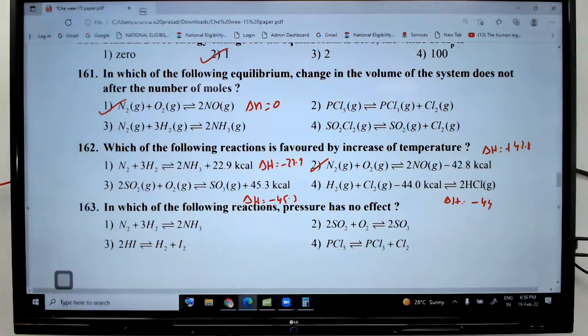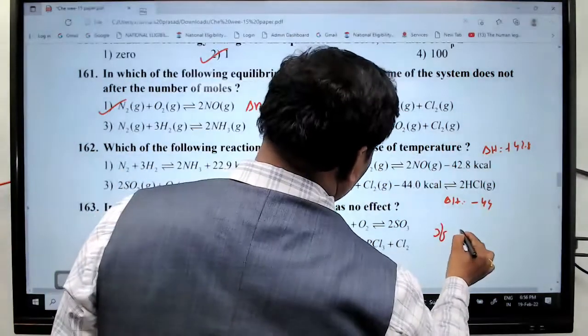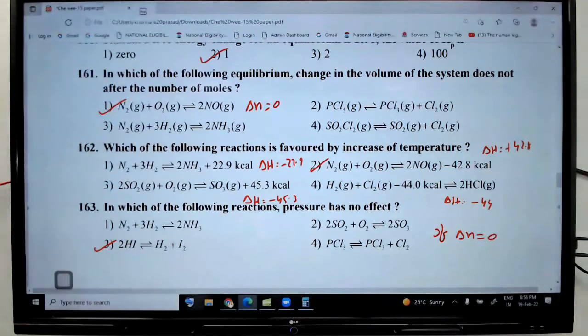Next, question number 163. In which of the following reactions does pressure have no effect? Pressure has no effect if delta n is equal to 0. In which case? The third case. Very simple question, this one.